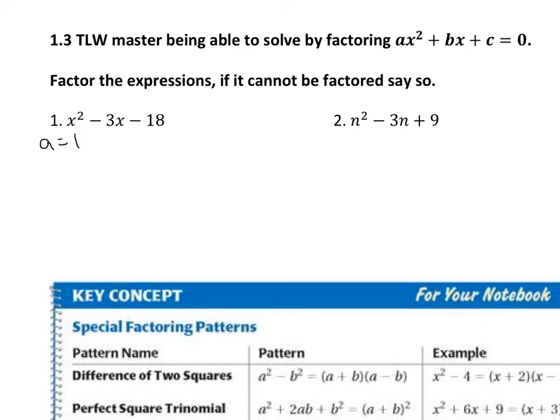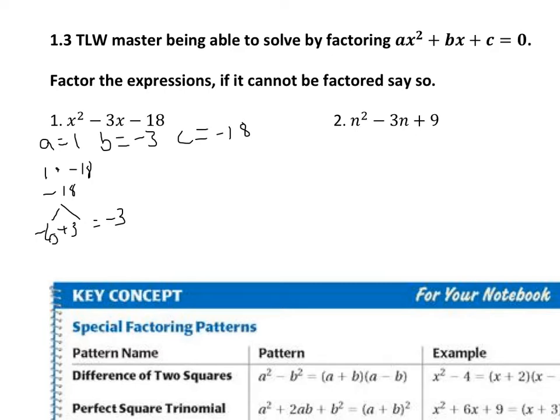I say a equals 1, b equals -3, c equals -18. And what you do is a times c, so you get 1 times -18 is -18. That has to add to equal b. So you have to think, what two factors multiply to -18 and add to equal -3? So you get -6, +3.